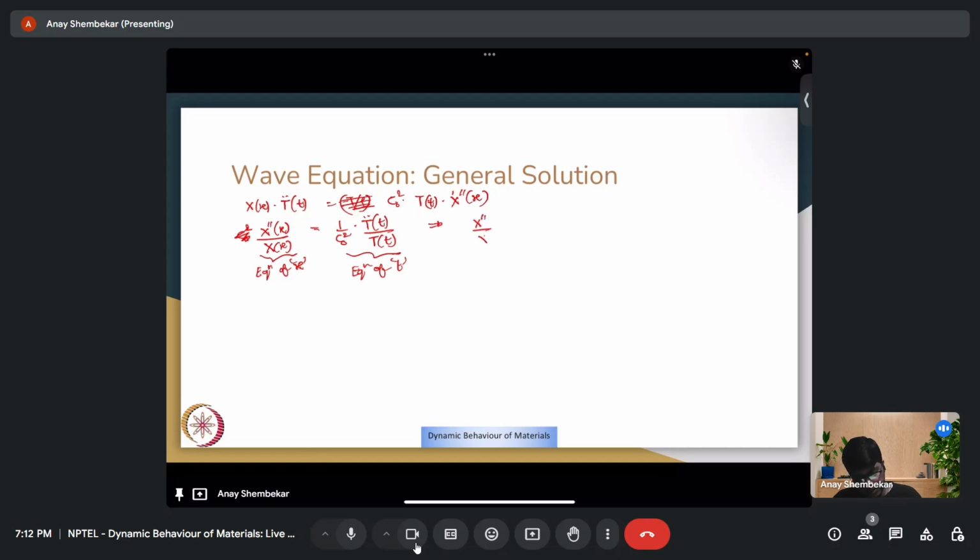X double dash by X is equal to 1 by c naught squared T double dot by T, say some constant lambda. From this, the procedure is straightforward. X double dash is lambda X and T double dot is equal to c naught squared lambda T.